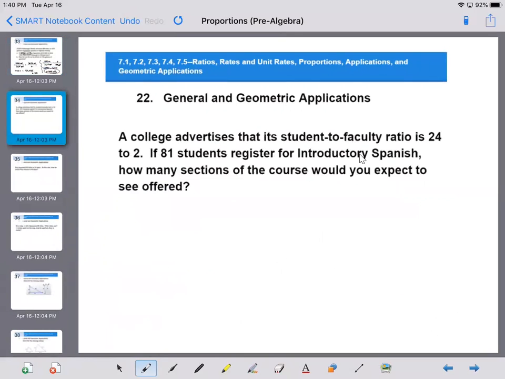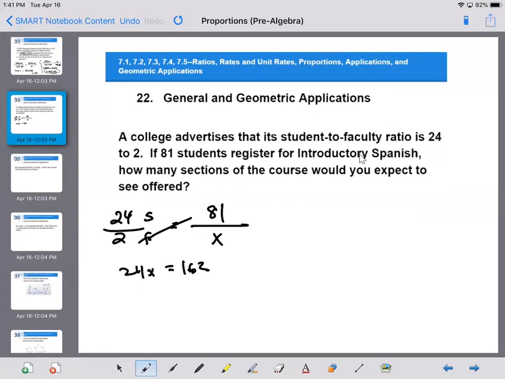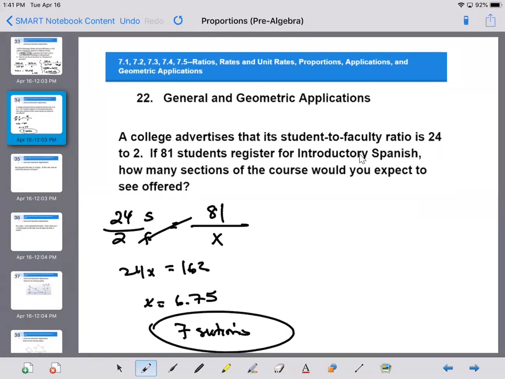A college advertises that the student to faculty ratio is 24:2, student to faculty. If there's 81 students registered for Spanish, how many sections would you expect to be offered? Well, if there's 81, you do 81 times 2, which would be 162, divided by 24, and we would have 6.75. So probably 7 sections. It may not be full, but we'll probably want to offer 7 sections to continue with that rate.